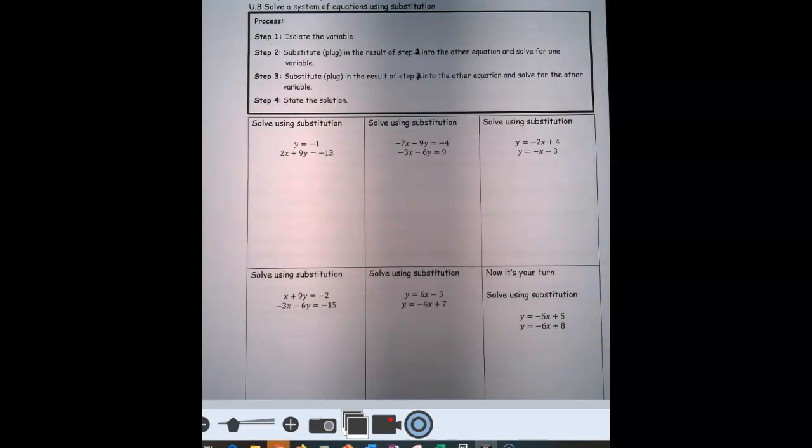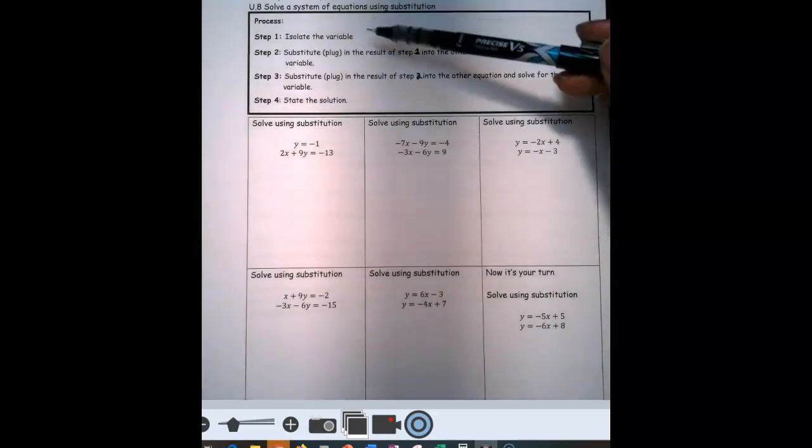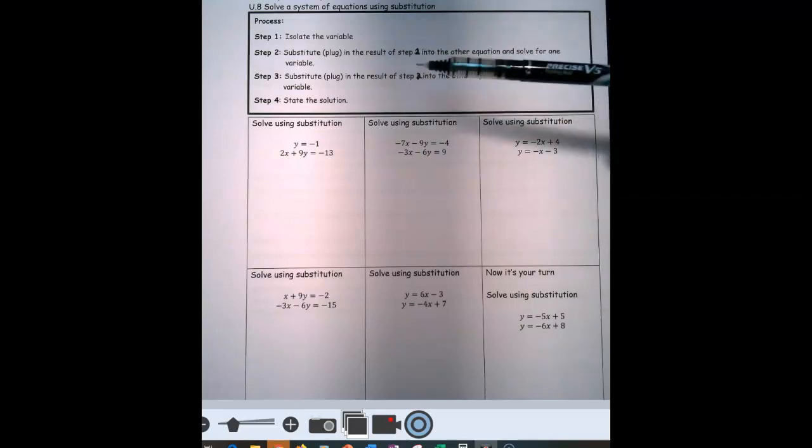So we have a couple of steps or a process that we need to follow in order to get to our solution. First, if a variable is not isolated, you need to isolate a variable. Secondly, once you isolate that variable, whatever it is equal to, you're going to take and substitute inside the other equation. And then you're going to come up with an answer. Once you get that answer, you take it and substitute into either equation to find your solution.